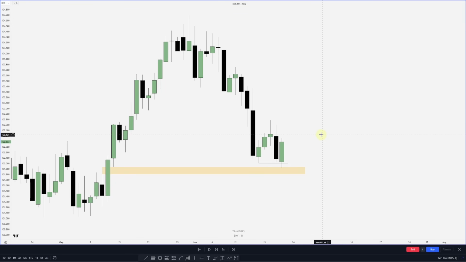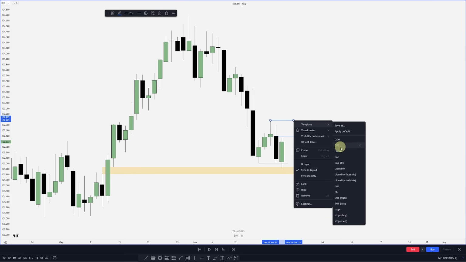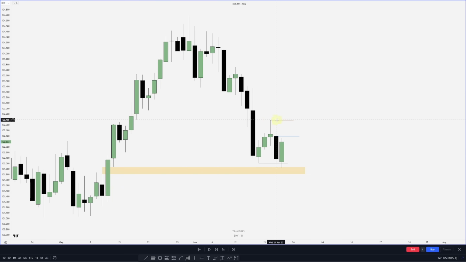In this first example, we are just going to take a look at identifying the market structure shift versus the change in the state of delivery. So here you can see we have a discount fair value gap that price retraced into and then closed back inside the range. If looking for the change in the state of delivery, I want to see price closing over this down close candle. Now if I'm looking for a market structure shift, I want to see price displacing and closing over this swing high here.